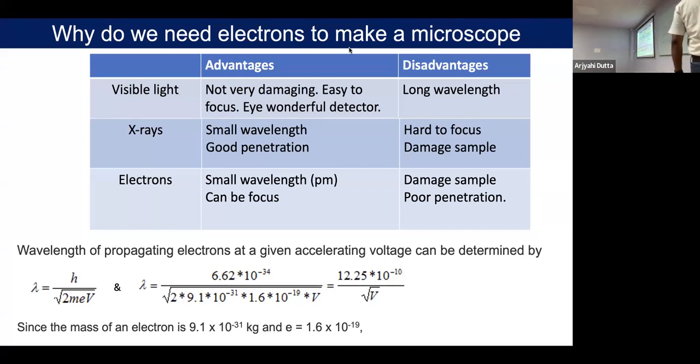Okay, so when voltage increases, your lambda will decrease. And from there, if we just replace all these values, we can calculate that, generally, for a 100 kV microscope, the wavelength of an electron will be 3.88 picometer. For 200 kV, it will be 2.72 picometer, and for 300 kV, it will be 2.24 picometer.